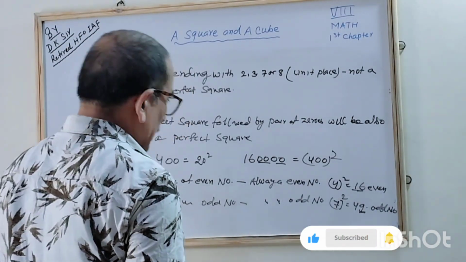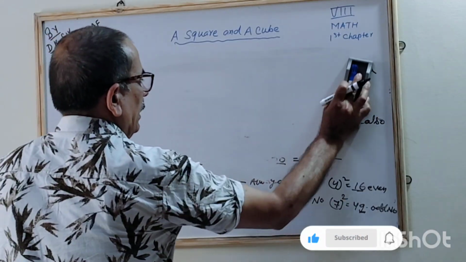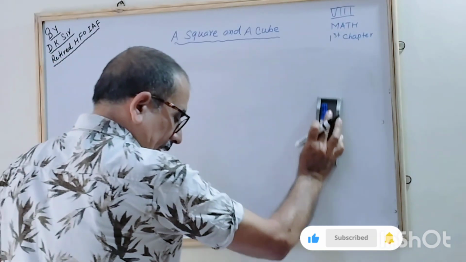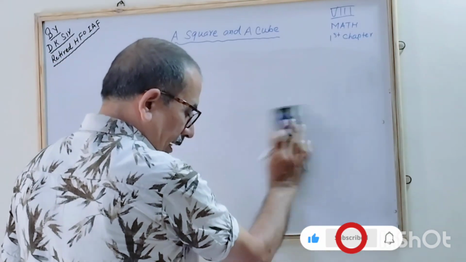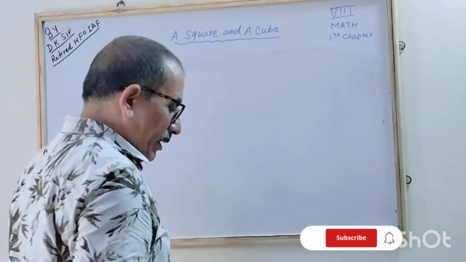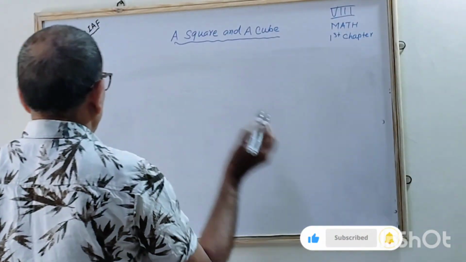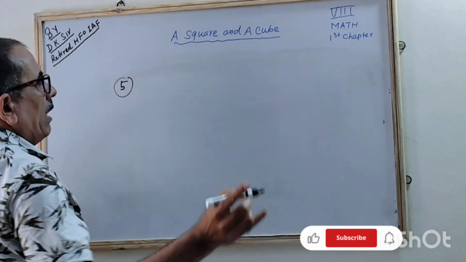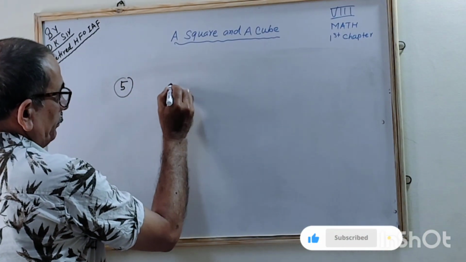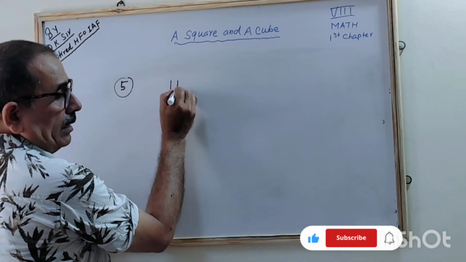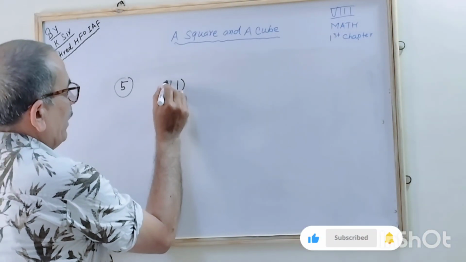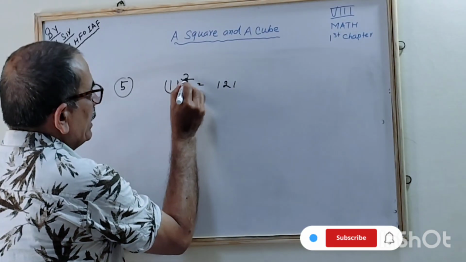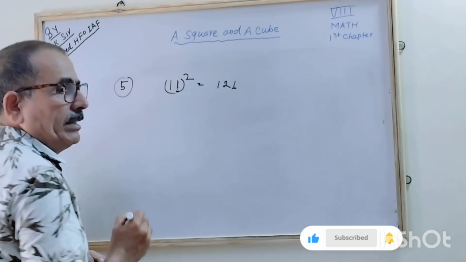Next is the fifth property. What does the fifth property of squares say? The fifth property says that the square of the unit digit of a natural number will be the same as the unit digit of the product. For example, if I take 11, it ends with 1. When you square it, it will be 121. The square of 1 is 1, so it ends with 1, correct?